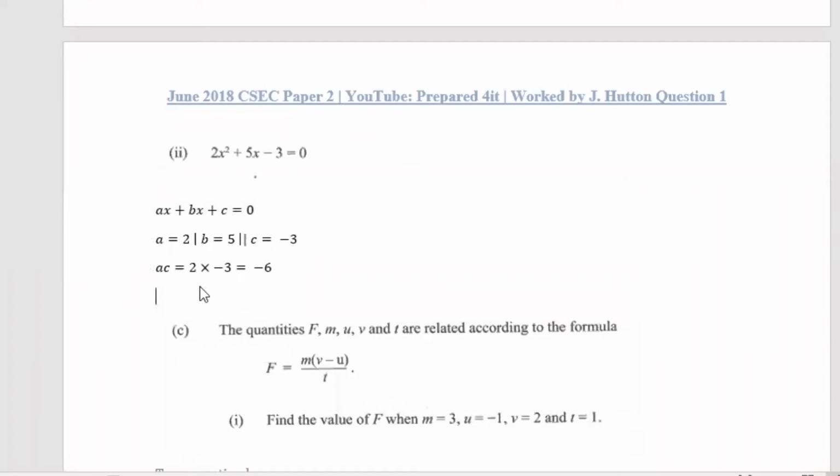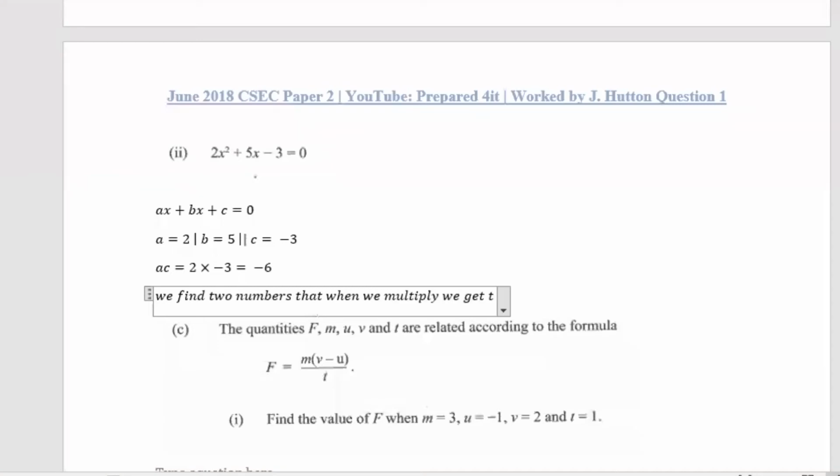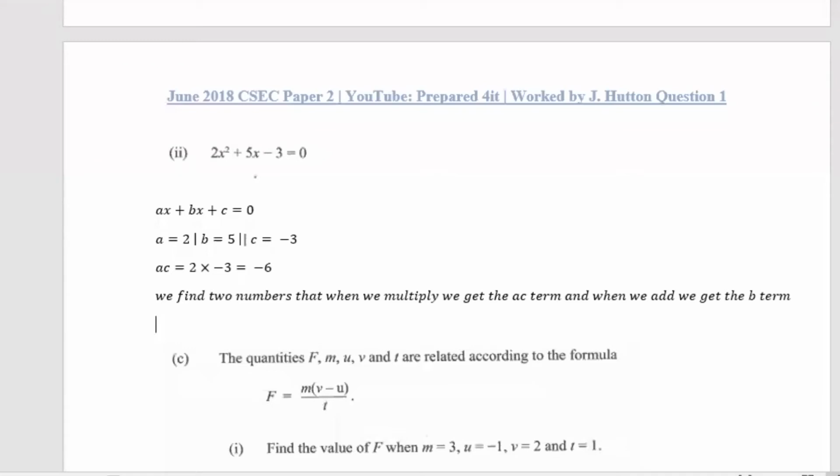So in solving quadratic equations, what it wants from us is that we find two numbers that when we multiply, we get the AC term, and when we add, we get the B term.